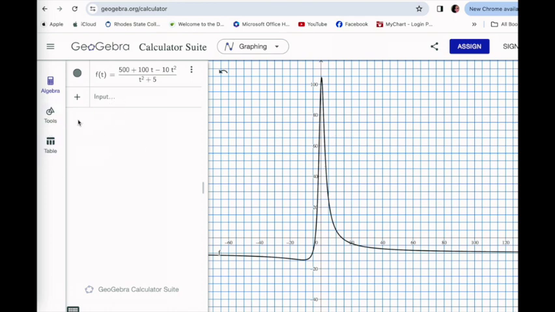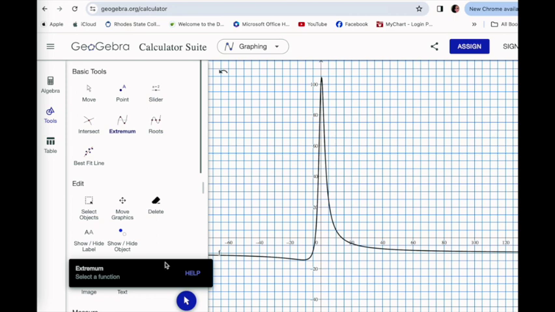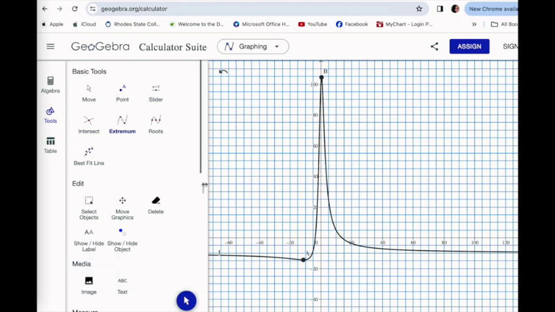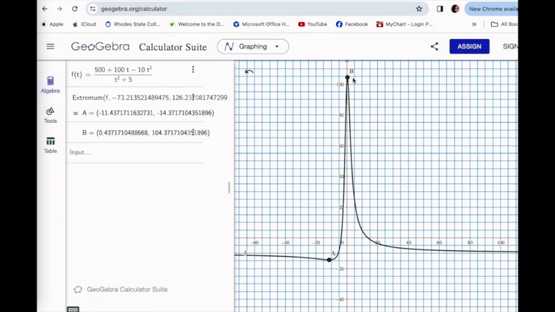So if we want to find the local maxes and mins, you can click on Tools here. And then if we click on this, the extremum, and then it says down here, select a function. So I'm going to click on that function. And then it's going to show me where the local maxes and mins are. And then I can go back to the function by hitting the algebra button. If we look at this point right here, it says that the maximum point is at x equals 0.4372, we'll round it, and then y at over 100.